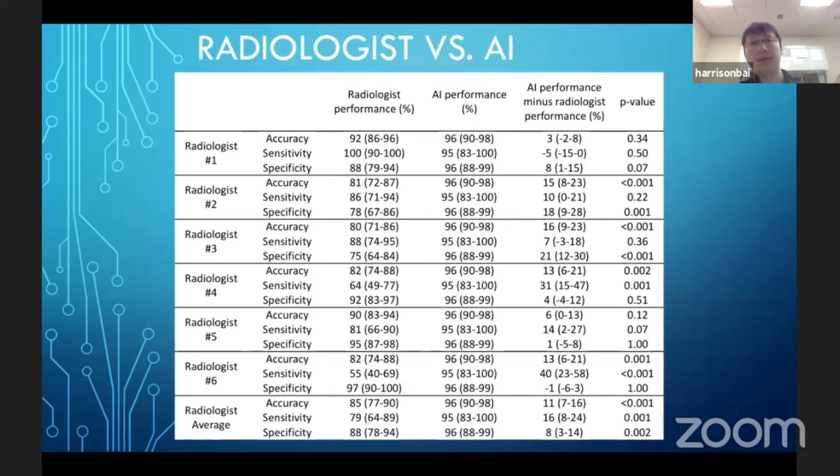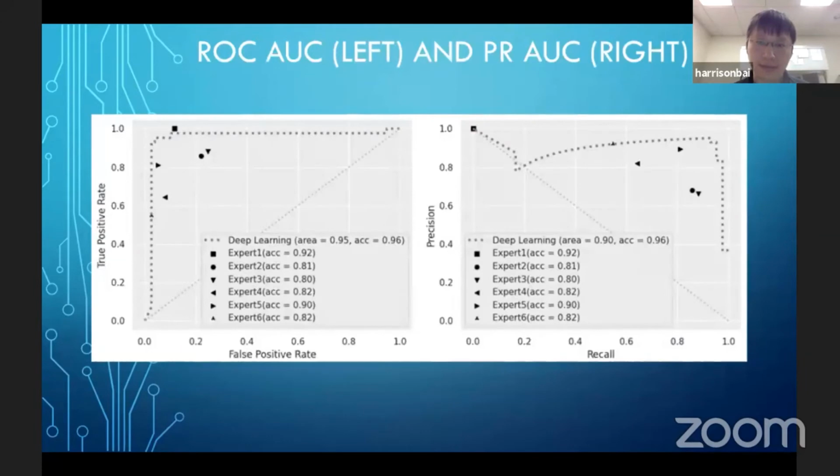Then we compared the radiologists' performance with the AI performance, for each radiologist, and of course there is a variation in radiologist performance. Some radiologists perform better than others, and we compared the average performance and found that our AI algorithm performs better than the radiologists. And this is just a figure showing the ROC curve, comparing the AI algorithm with each of the radiology experts.